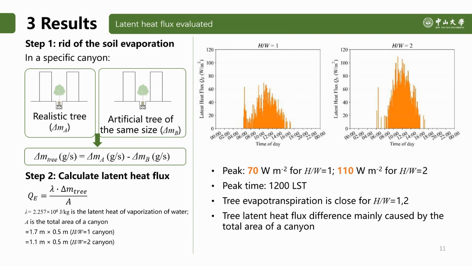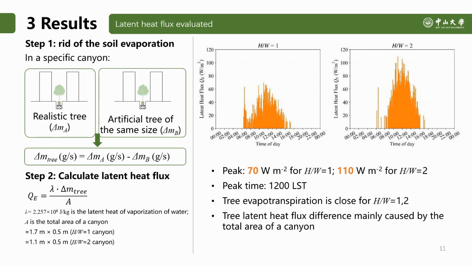In this experiment, we measured the evapotranspiration amount of trees directly by weighing the mass of trees. And in each tree canyon, there is a real tree and an artificial tree of the same size and shape put on two weighing scales. By subtracting their mass change, the tree evapotranspiration can be obtained. Then the mass change of the tree is used to calculate the latent heat flux. Lastly, we get the latent heat flux of the tree.